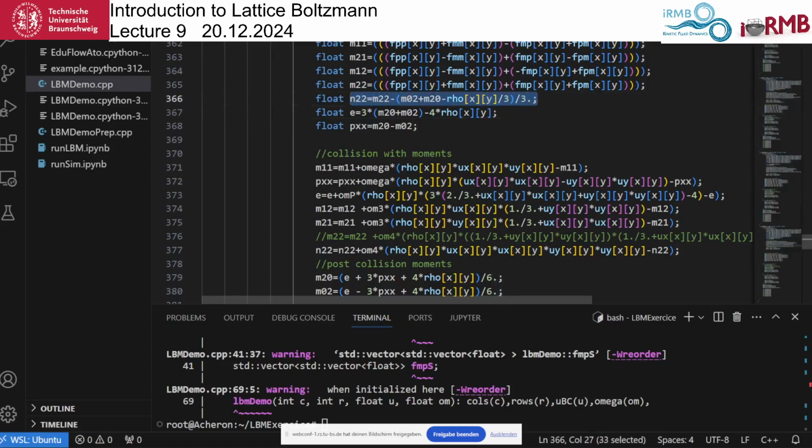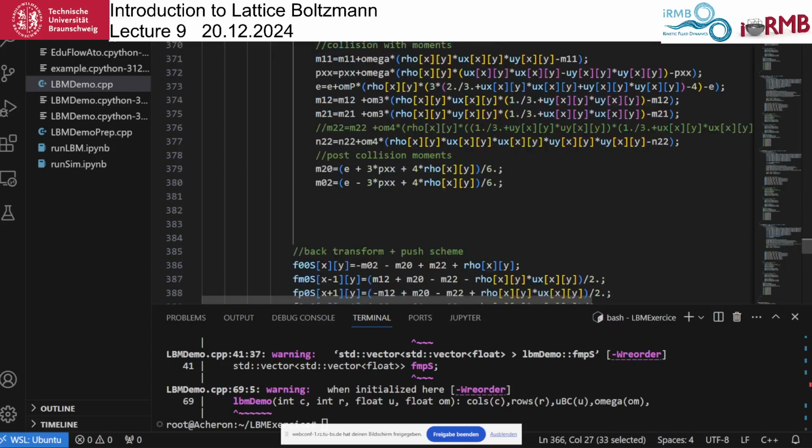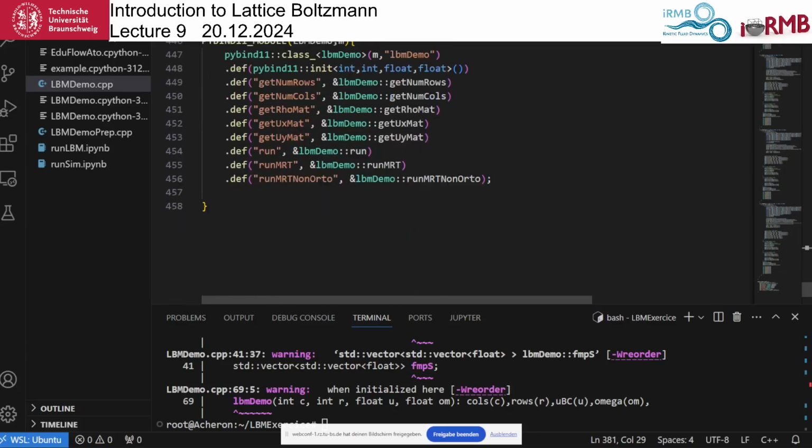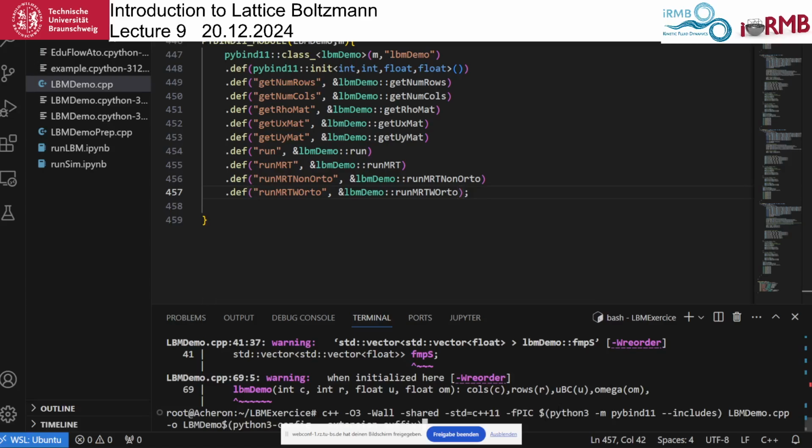Thank you very much that you pointed out that there was this rho missing, and do it the other way around. So we want to have after the collision M22 again given N22, and this we get by inverting this, obviously. Then we do the back transform and go on as always, and then we have to add the new function to our interface, of course. I called this W. Okay, let's save this, and let's see whether I have the right demo. Yes. And then compile.